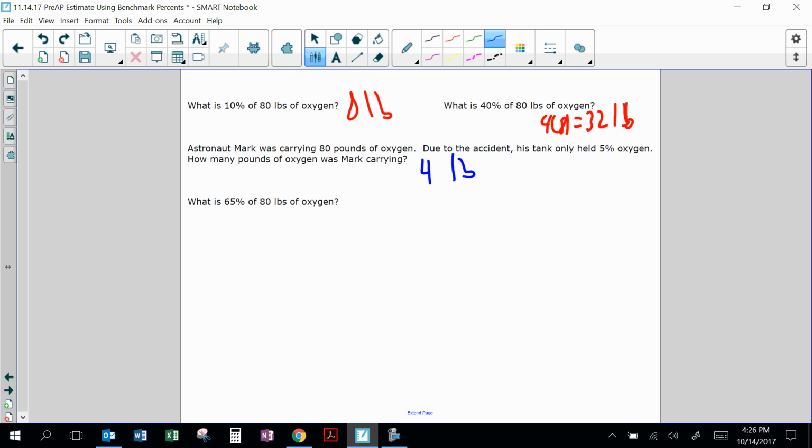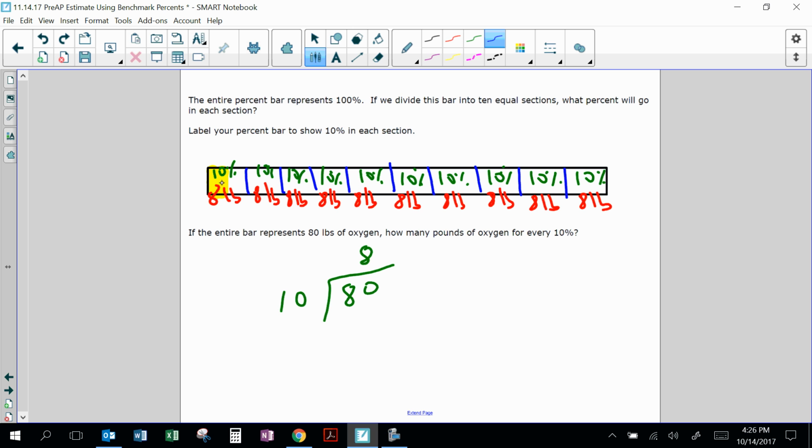So what is 65% of 80 pounds? Let's see, 10, 10, 10, 10, 10, 10. Then 65% would be right here, half of it. Let me get my highlighter. So it's 10, 20, 30, 40, 50, 60, 65%. So it's six groups of 8 pounds, which is 48, plus half of it, 4, is 52 pounds of oxygen.